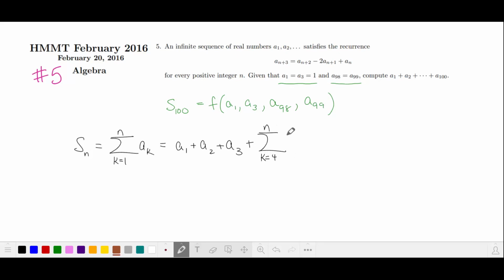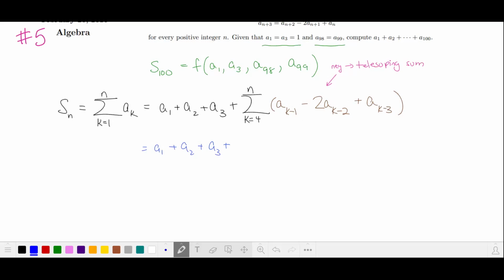Each subsequent term is going to be the sum of the term that came right before it minus 2 times the term that came before that, and then we add back in the term that came before that. This minus sign suggests a telescoping sum. So let's rewrite all of these subscripts as a sub k. First, we'll separate out each of the terms. We'll factor out the 2 here.